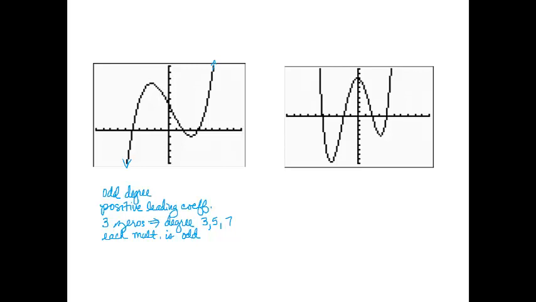How many turning points are there? There are 1, 2 turning points. So that again tells us that the degree has to at least be 3.